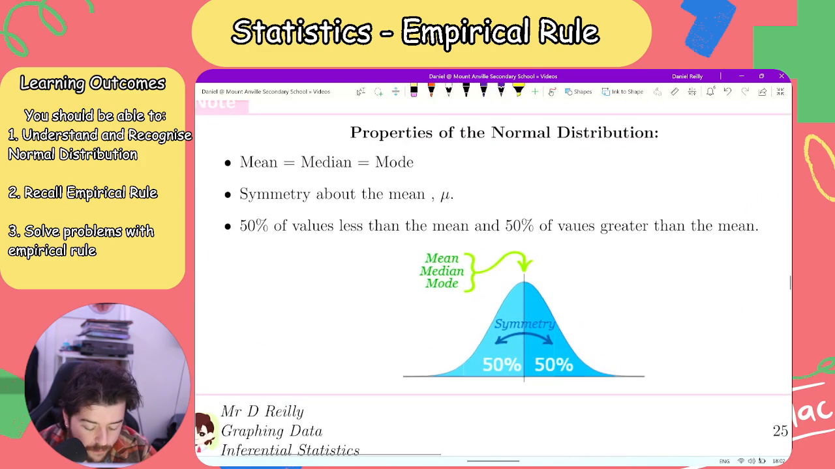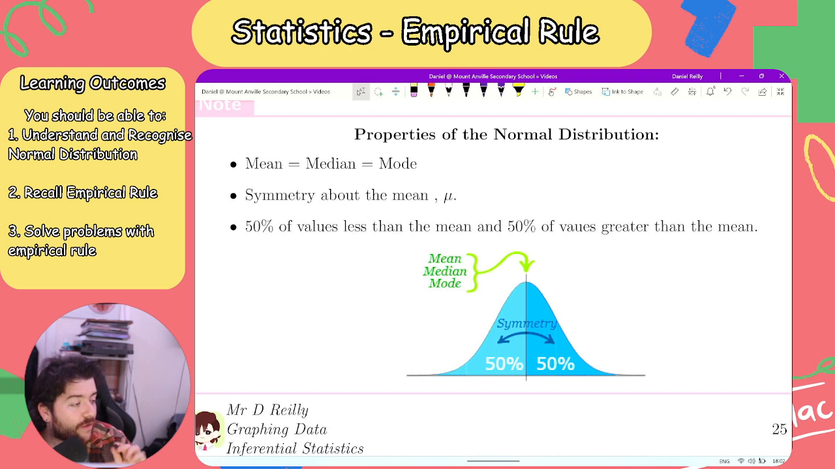So, properties of the normal distribution. If data is normally distributed, then the mean equals the median, which equals the mode. So all three of my averages are equal, and there is symmetry around the mean, right? That means 50% of values lie above the mean and 50% of my values lie below the mean. So that means it's symmetrical. That's what symmetry means.